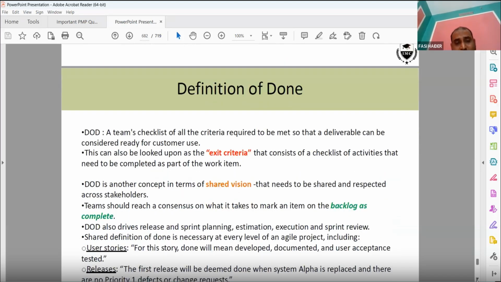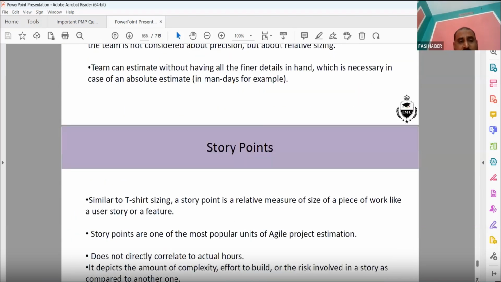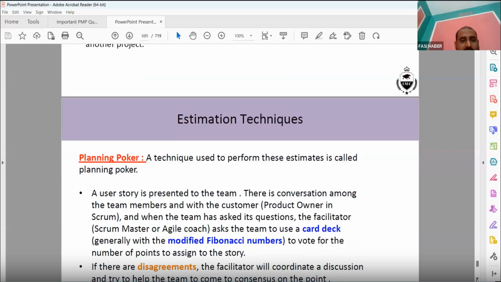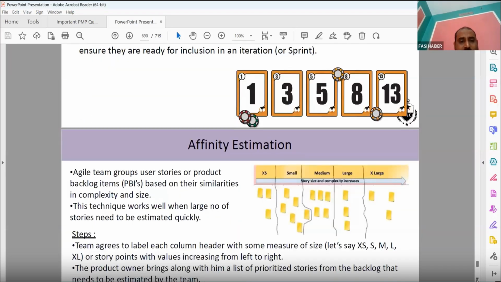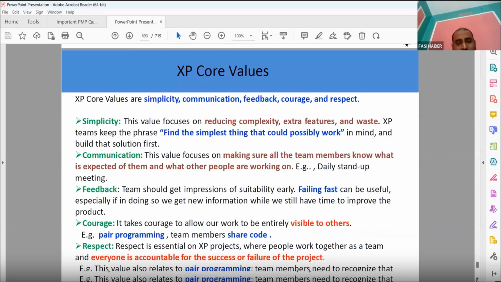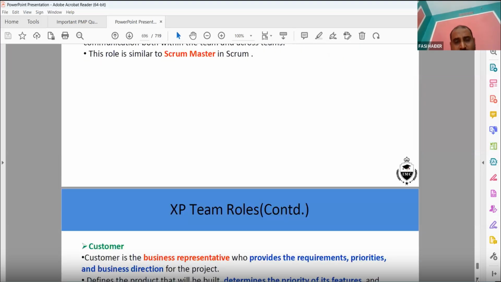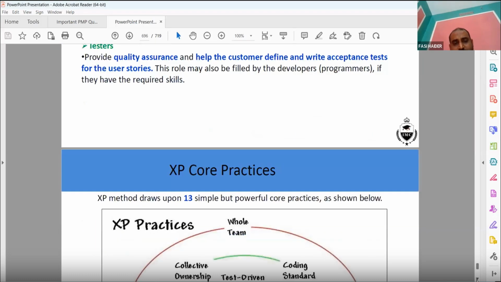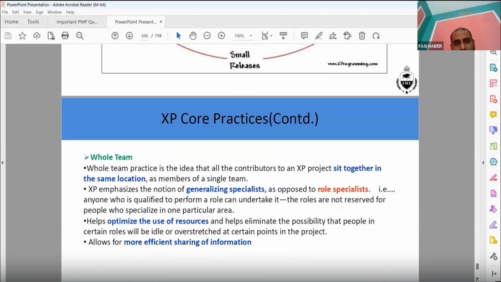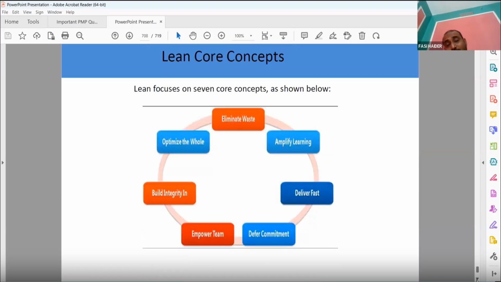Agile estimation methods: t-shirt sizing, storytelling estimation technique, planning poker. These are the different types of extreme programming. XP core values, XP means extreme programming. XP life cycle, roles, responsibilities, people can do anything. Then comes core lean in PMP: eliminate waste, optimize the whole.